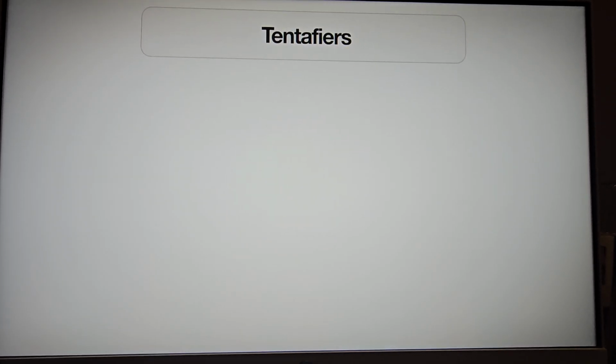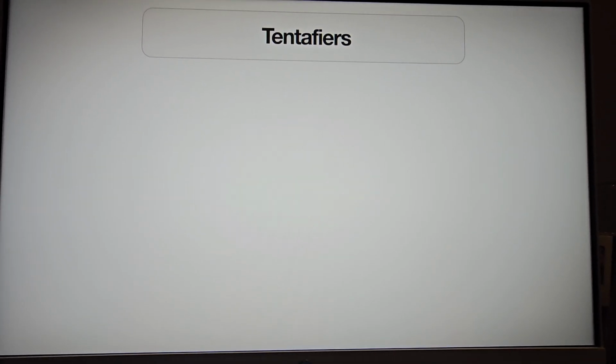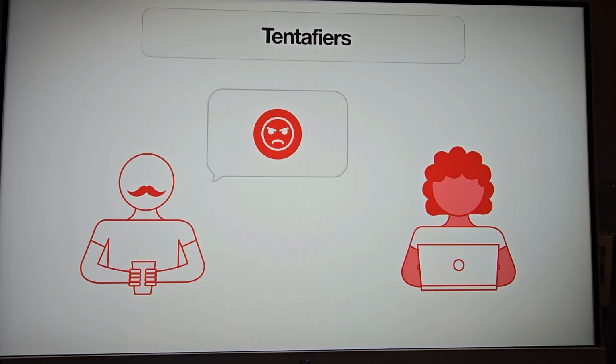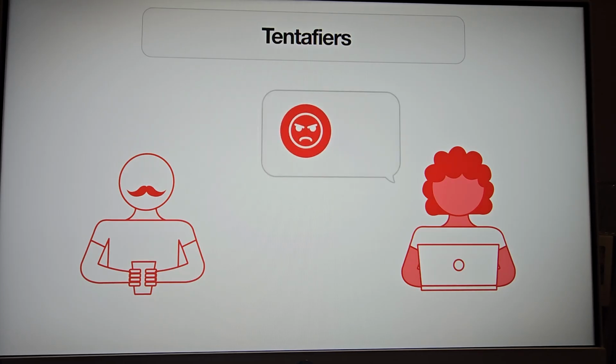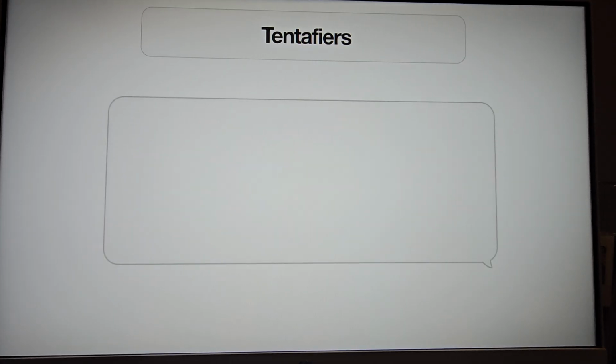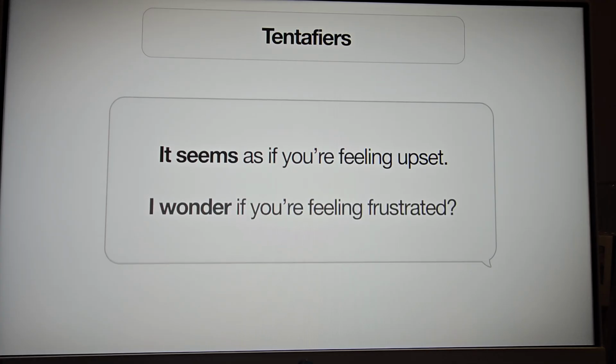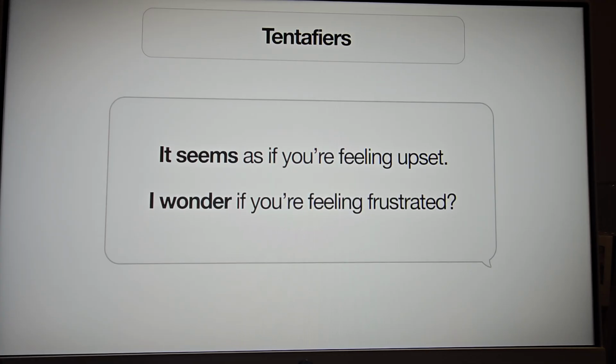The third technique is using tentifiers. Tentifiers come before strong feeling words or actions to make them tentative. In other words, it's our way of interpreting how a texter is feeling and leaving room for them to correct us. For instance, in the examples, "It seems as if you're feeling upset," and "I wonder if you're feeling frustrated." We're trying to gauge how the texter is feeling based on an experience they shared.